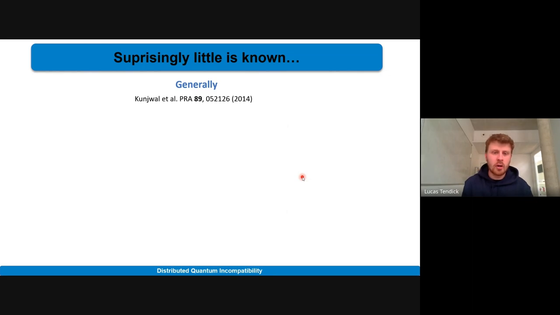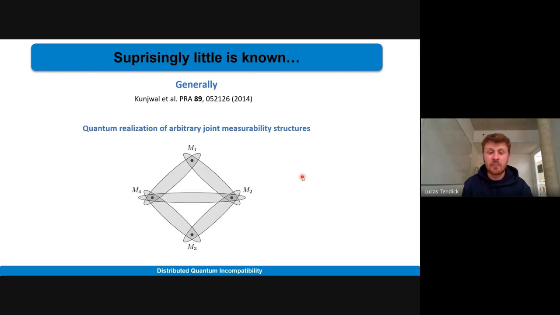There's one other work here, which tells us something more general, which is about any of these incompatibility structures, where this now is some hypergraph notation, where for instance here measurements 1 and 4 would be compatible because we have an edge between them, or 2 and 1 are compatible also because there is an edge. We can think of all of these structures, and what they have shown is that in quantum mechanics, we can realize all of them. So this is maybe the only general result that was known before.